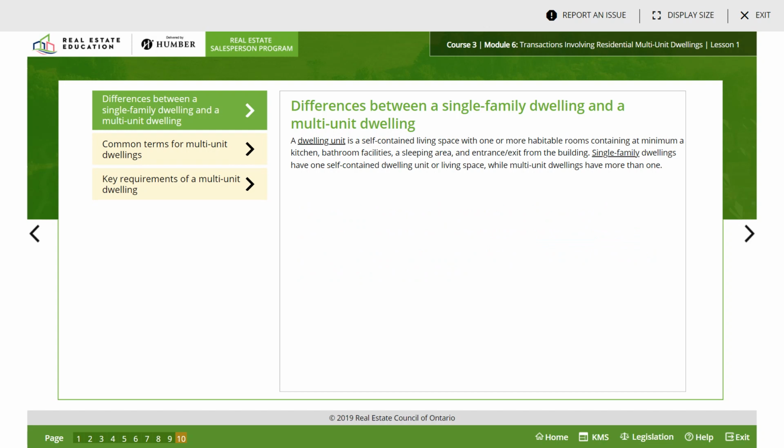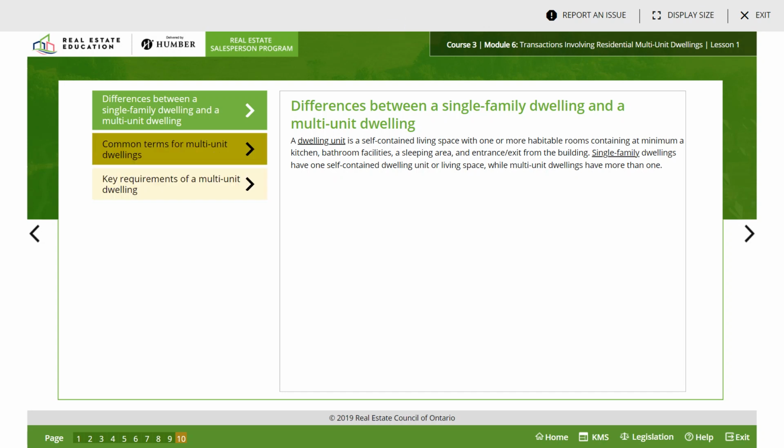So, the difference between a single family dwelling and a multi-unit dwelling. A dwelling unit is a self-contained living space with one or more habitable rooms containing a minimum kitchen, a bathroom facilities, a sleeping area, entrance, exit from the building. Single-family dwellings have one self-contained dwelling unit or living space, while multi-unit dwellings have more than one.